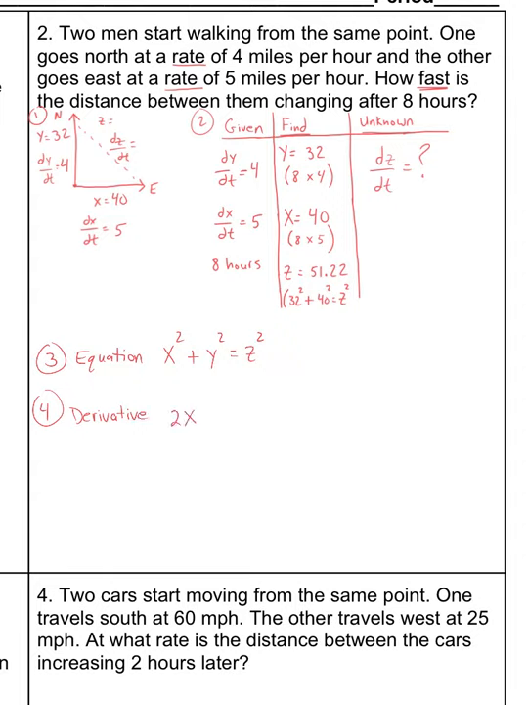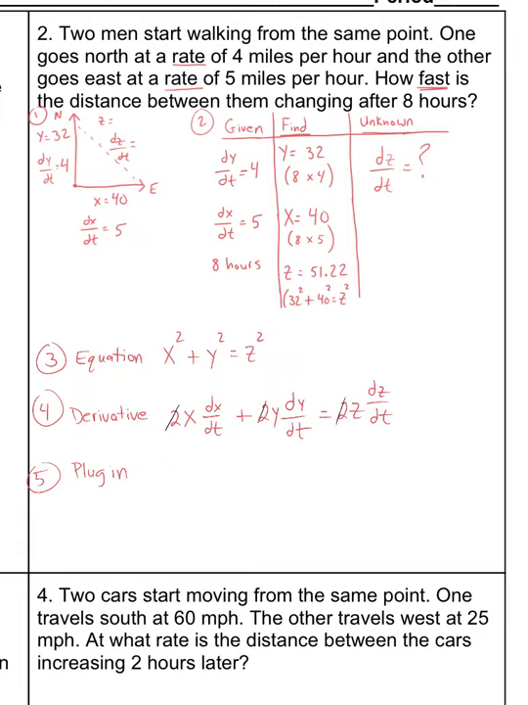The derivative of x squared is 2x dx dt. The derivative of y squared is 2y dy dt. And the derivative of z squared is 2z dz dt. Now we simply can plug in. That's our fifth step. So we plug in. I like to cancel out the 2's. It makes it a little bit simpler.